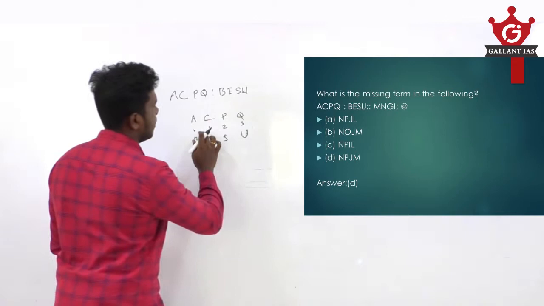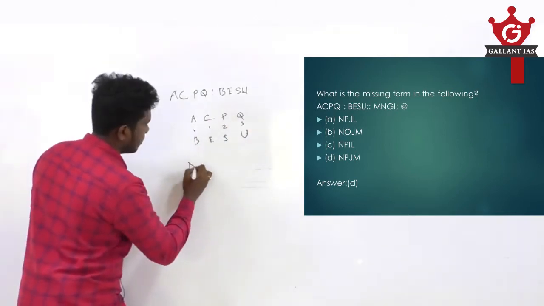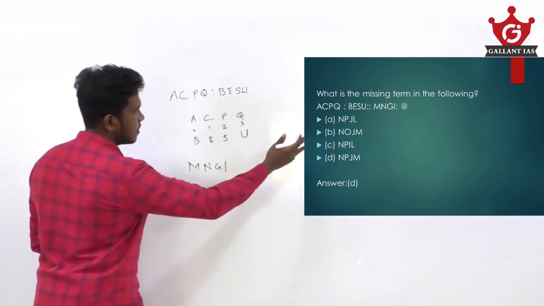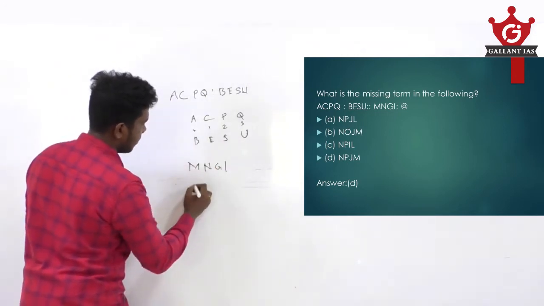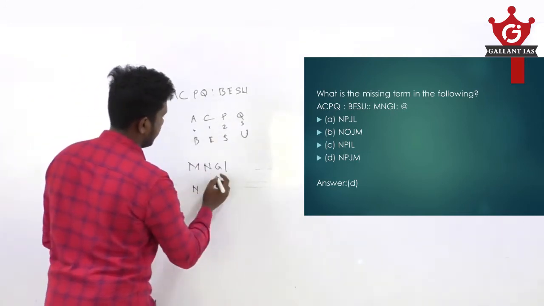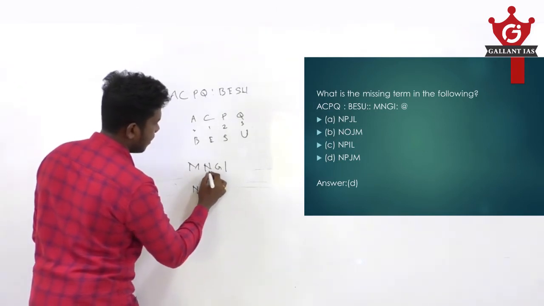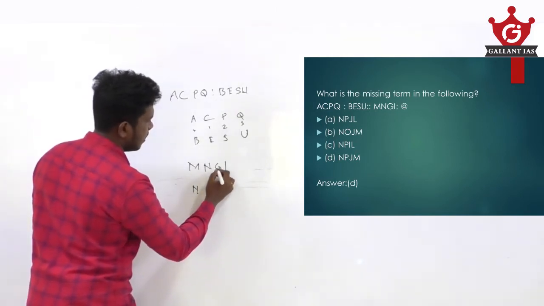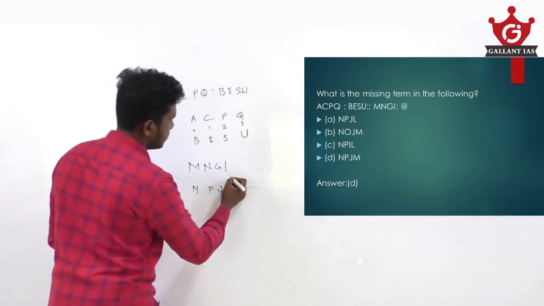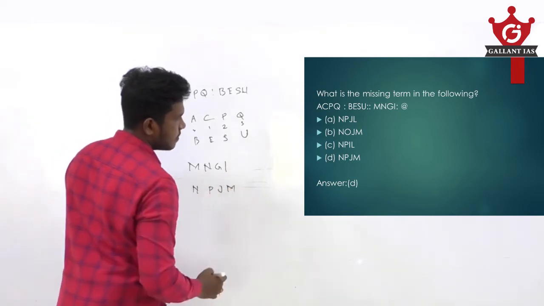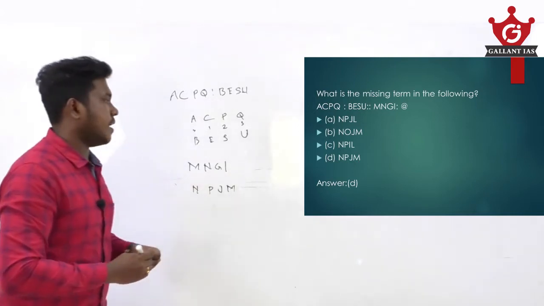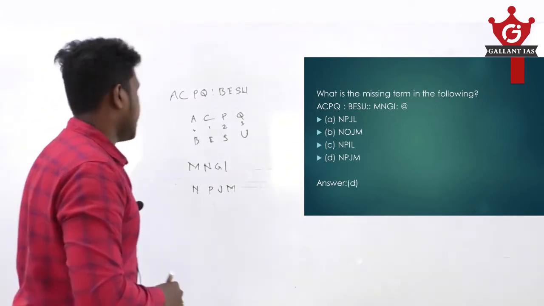Now use this concept here also. MNGI will be to, after M it will be N, then after N just skip one letter, so it will be P. After G skip 2 letters, so J. After I skip 3 letters, so M. NPJM. So our answer is NPJM. Answer D, NPJM.